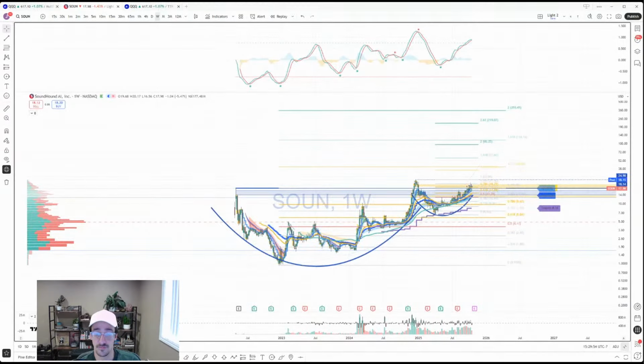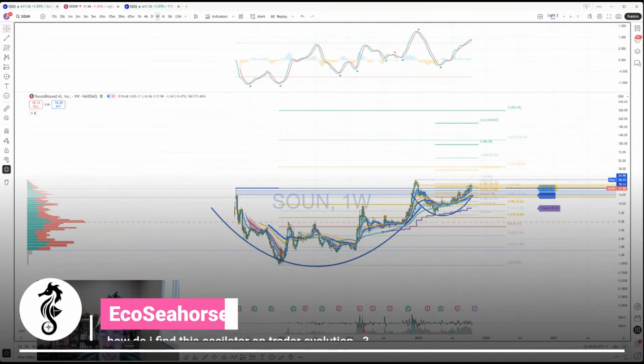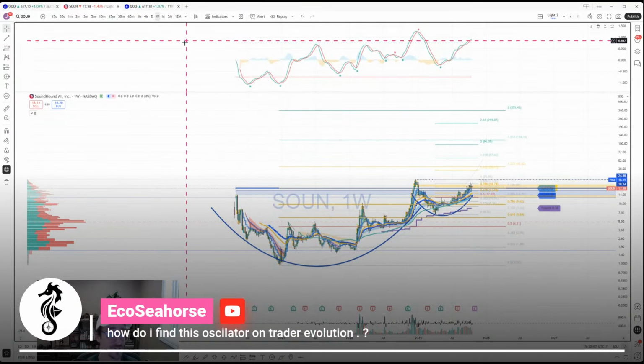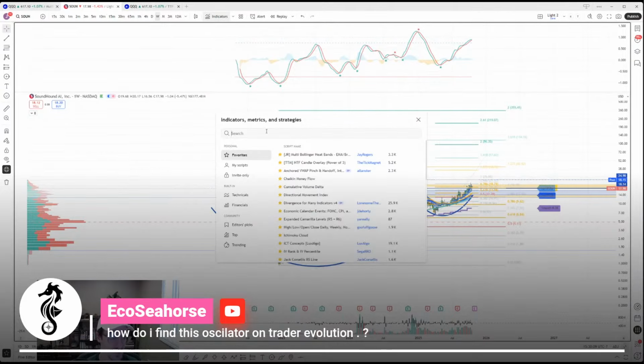Oh man, you guys, there's so many comments. All right, we're gonna truck through here. Eco Seahorse, you can find this oscillator on TradingView. Let me give you the exact name. It's not my indicator. Most of the other indicators I use are homebrew. This one is not.